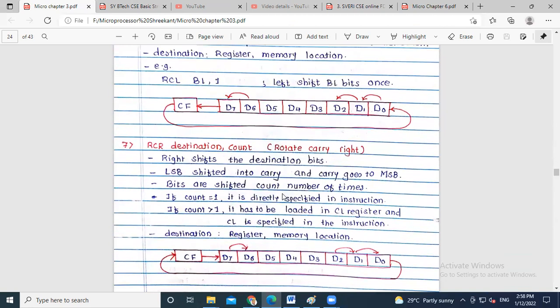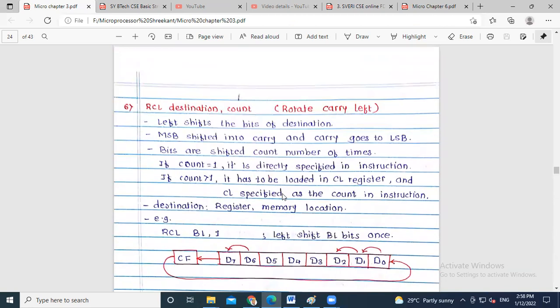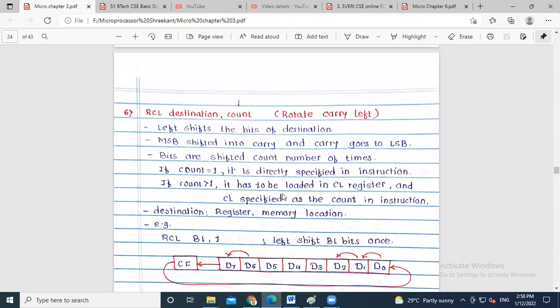So these are the shift and rotate instructions. There are 4 shift instructions and 4 rotate instructions. Knowing this is complicated, but whenever you use it in a program, it becomes clear. Tomorrow you have a lab session from 3 to 4:30, right? That time I will execute this kind of program, and we will be more clear with the programming concept.